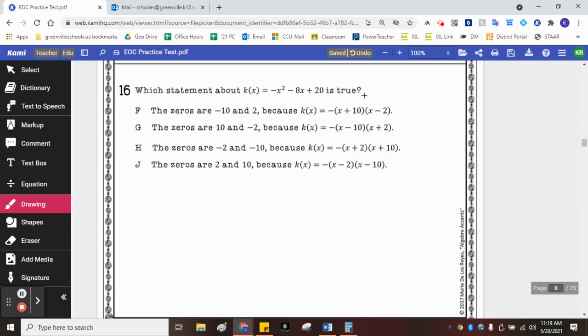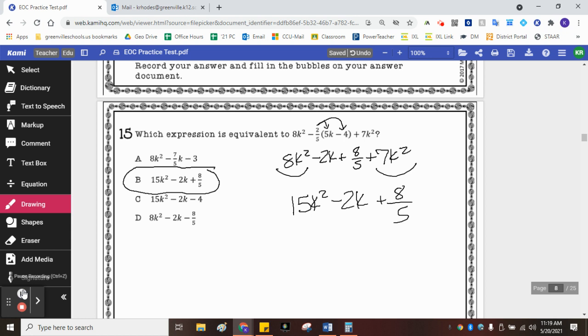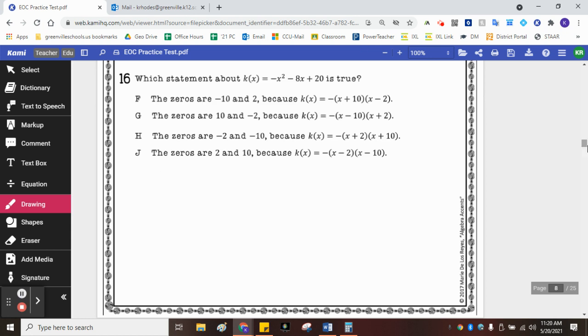Which statement is true about this equation? Going back to slow down. All right. Which statement is true about the following? And it's all in factored form. So we are going to factor it.